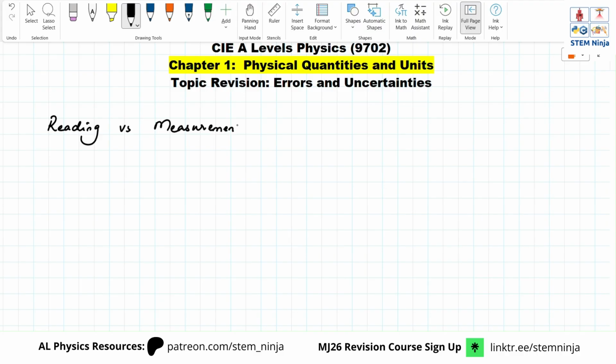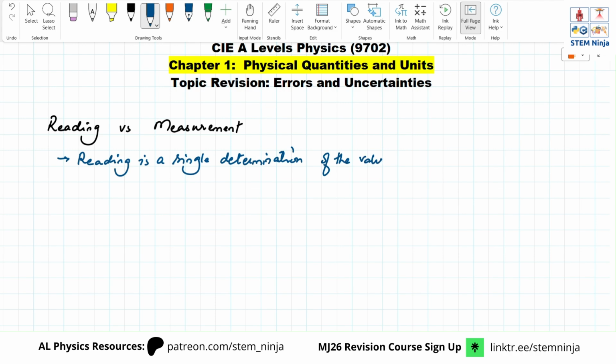For some of you, the difference might be very obvious, but a reading is just a single determination of the value of an unknown quantity during an experiment. In short, this is a single observation.